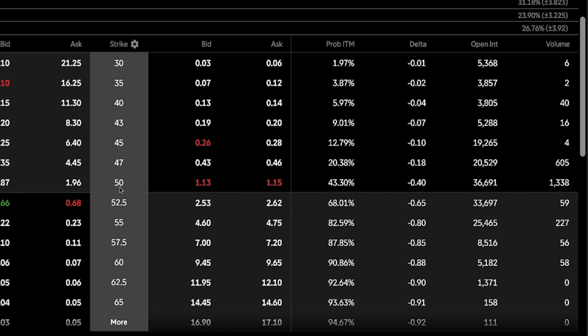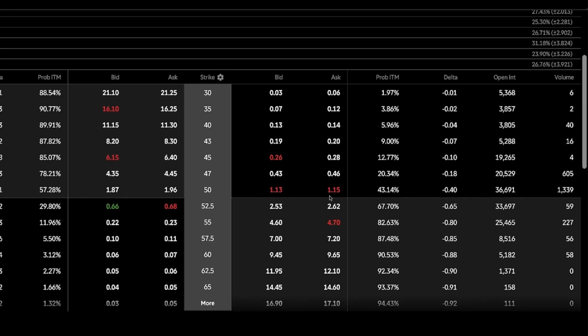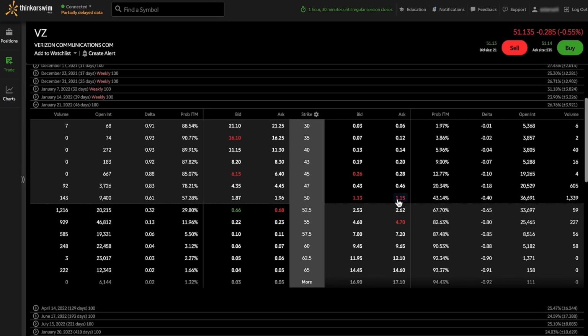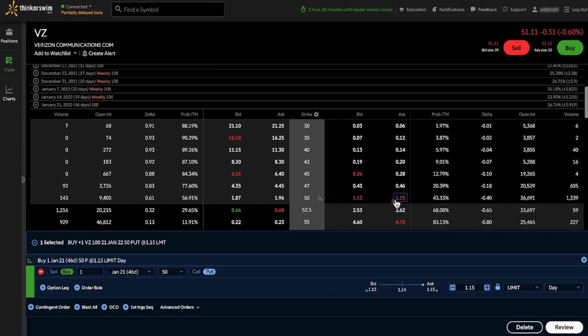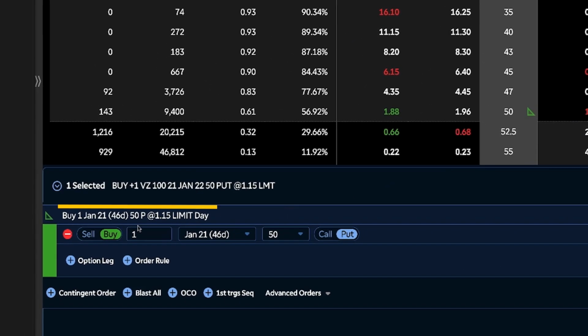You can see that the difference between my bid and ask price is no more than 10% of the ask price, which is a good indicator of liquidity. We've selected a contract and we're ready to buy the put. To do that, I'll click the ask price, which brings up the order ticket at the bottom. So I'm buying the January 21st 50 strike put.